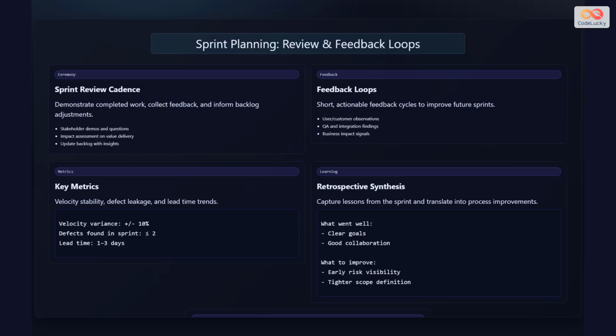Stakeholders are invited to the sprint review meeting at the end of the sprint to assess delivered work and provide input for future planning. This cycle of planning, executing, reviewing, and learning ensures the team remains responsive to business needs and quality expectations.